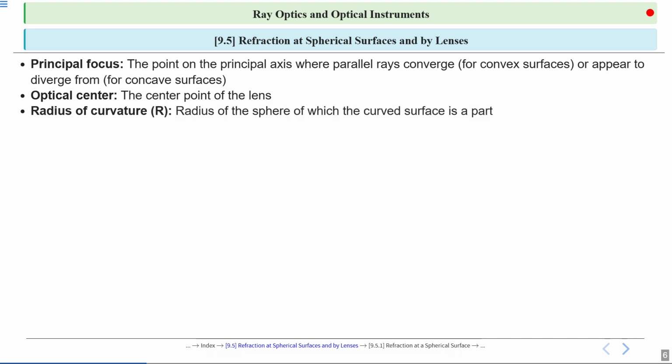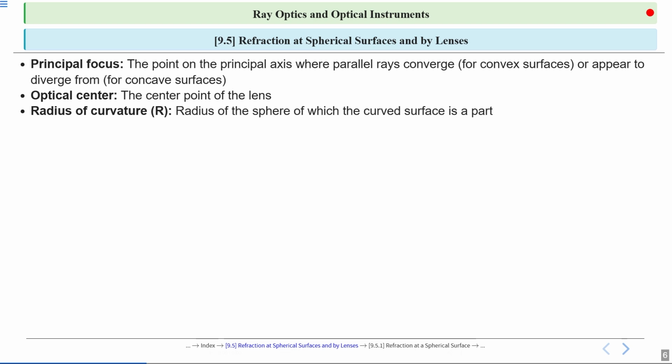What is radius of curvature? It is the radius of the sphere of which the curved surface is a part. We know what the center of curvature is. The distance from the midpoint of the spherical surface to the center of curvature is known as the radius of curvature. So this is the radius of the sphere of which that spherical surface is a part.